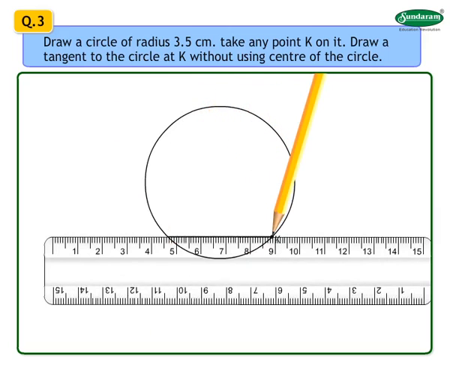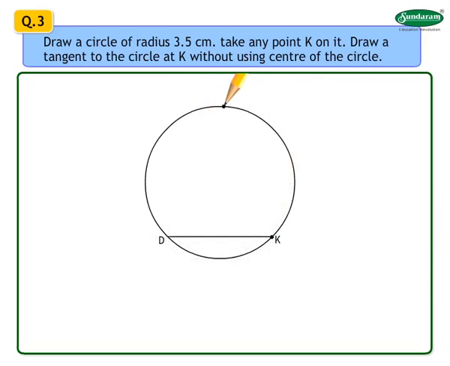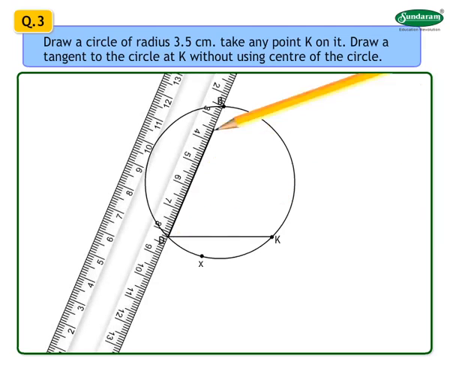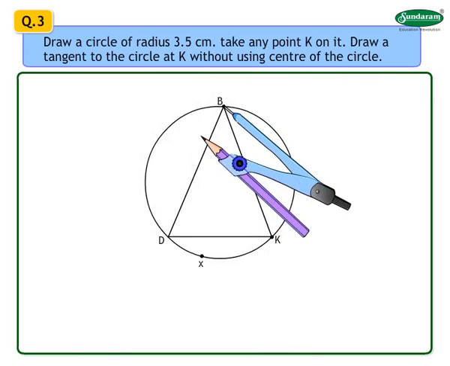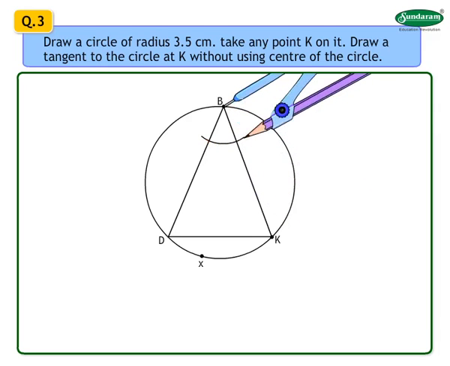Now, draw chord DK. Take any point B on the alternate arc of K, X, D other than K and D. Draw segments DB and KB to form triangle DBK. Now, taking a convenient measure on the compass, keep the point of the compass on vertex B and draw an arc passing through sides BD and BK.